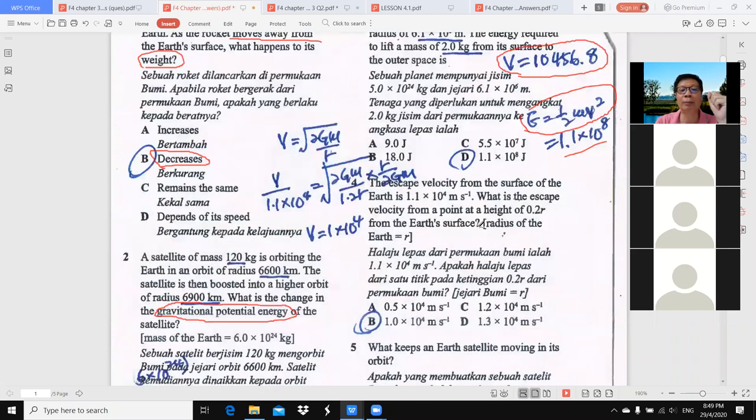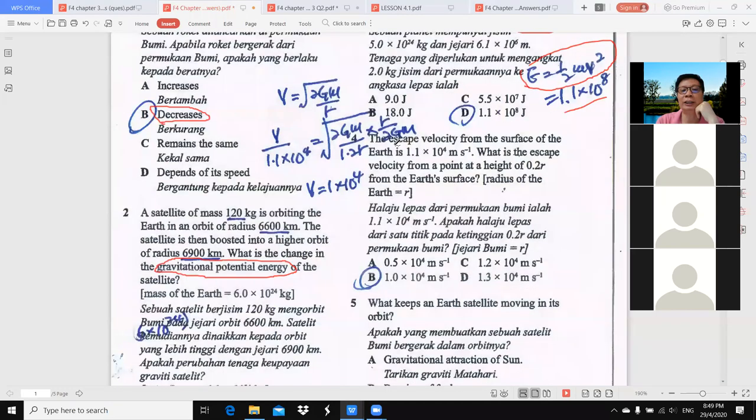Okay, next question, number 4. Okay, the escape velocity, let me test you all now. I explained to you already. Okay, what is escape velocity?